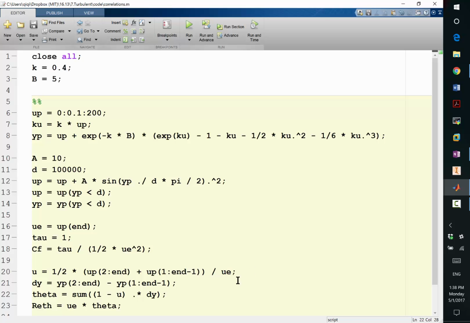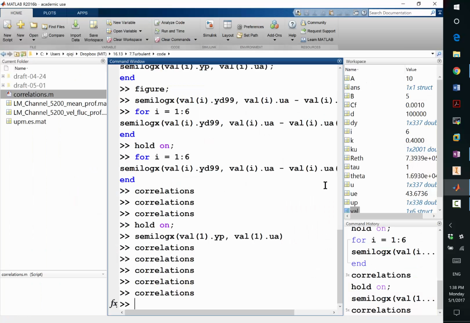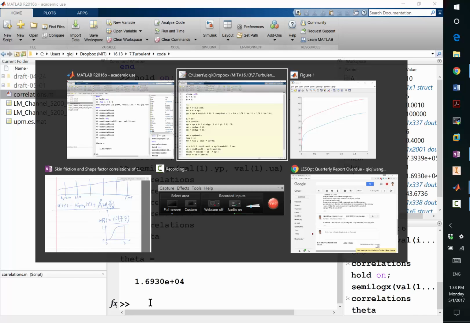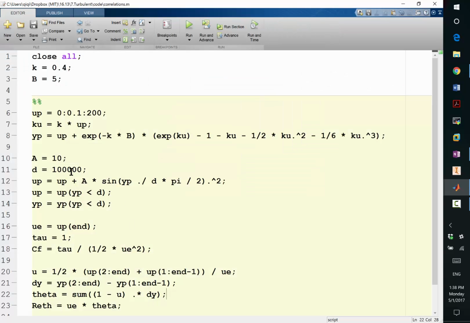So let's run this again. Theta in this case is about 17,000. All right. So this is for a total thickness of 100,000. So this 100,000 is the 99% thickness. Is it theta squared or 1 minus? Oh, or to multiply by u. Oh, sorry. Yes, I have to multiply by u. That's right. That's delta, right? Yeah, what I just computed was delta.